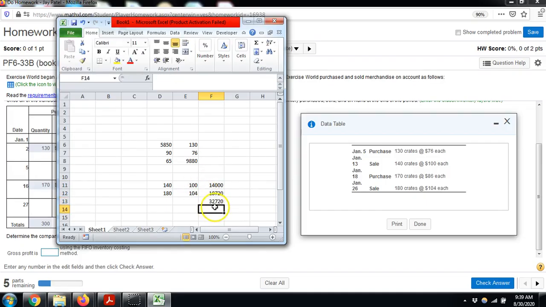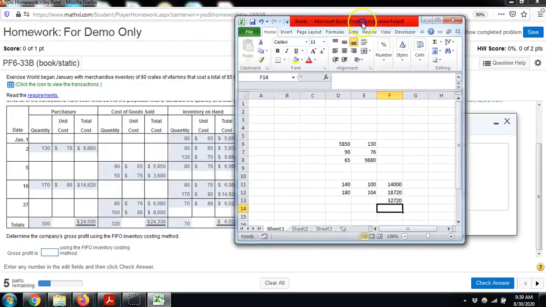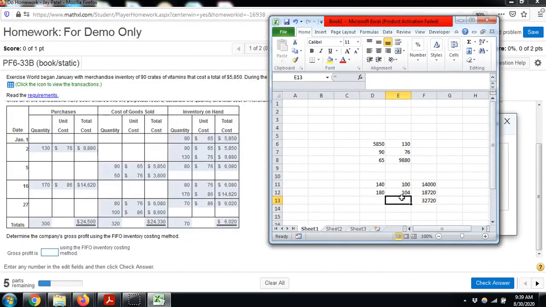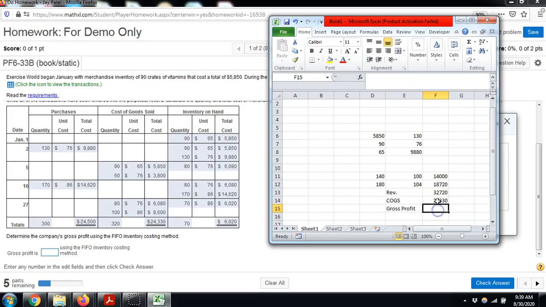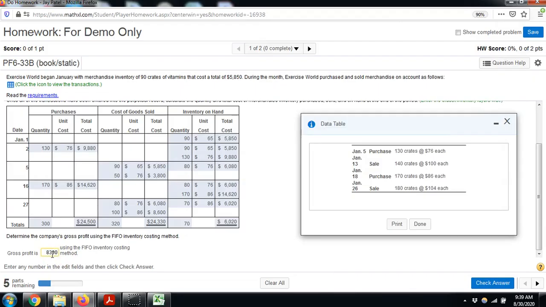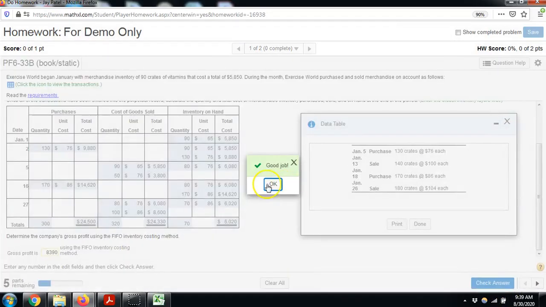So we have a total revenue of 32,720. And so this is our revenue. Cost of goods sold we get from here. We have our total cost of goods sold. So now our gross profit is just equal to the difference between our revenue and our cost of goods sold. Okay.